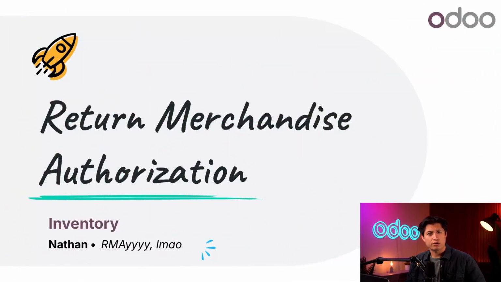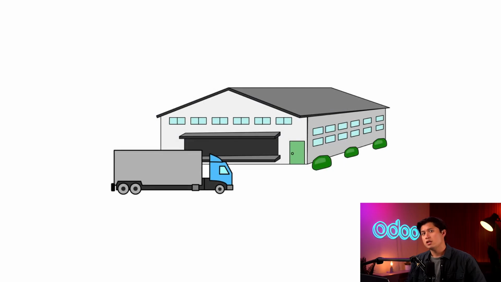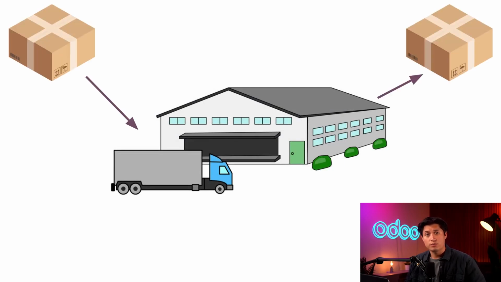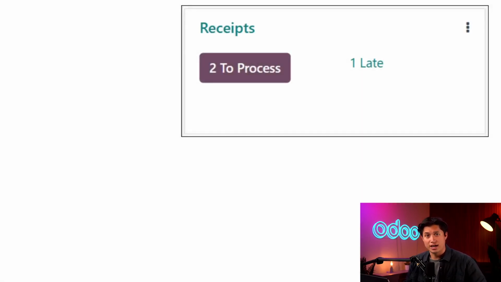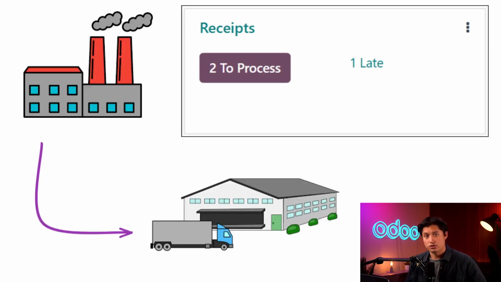Today I'm going to show you how to create a custom operation to handle your return orders. In Odoo's inventory app, operations represent the different workflows used to manage the warehouse inventory. This includes incoming and outgoing shipments, as well as things like internal transfers and manufacturing orders. By default, Odoo categorizes customers' returns under the receipts operation type. A receipt is an order that enters our warehouse from a different location.